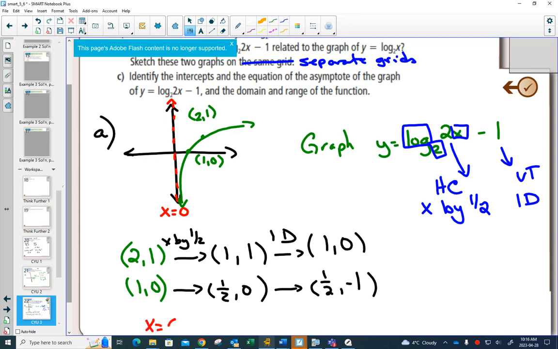And then we also have to look at our asymptote. And again, just like in exponential graphs, the asymptote was only changed if you moved it up or down. Can you see in a logarithmic graph, the only way you're going to change that vertical asymptote is if you move it left or right. In this case, we're moving 1 down, so our asymptote is going to stay.